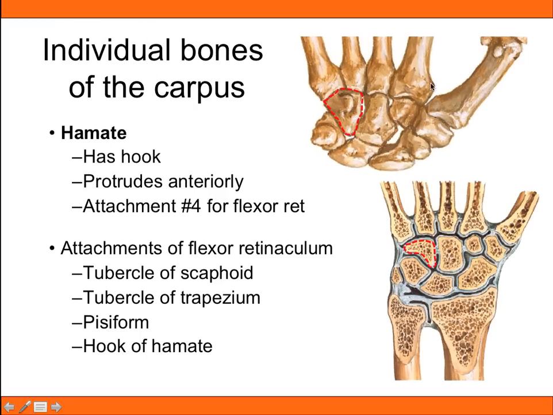Now here's the hamate. The hamate has a hook which protrudes anteriorly, and we're going to actually palpate this as well. And so let's review the attachments of the flexor retinaculum before we go on. So it has an attachment at the hook of the hamate, which you can see the arrow pointing to here, has an attachment at the pisiform here, has an attachment at the tubercle of the scaphoid, and has an attachment at the tubercle of the trapezium here.